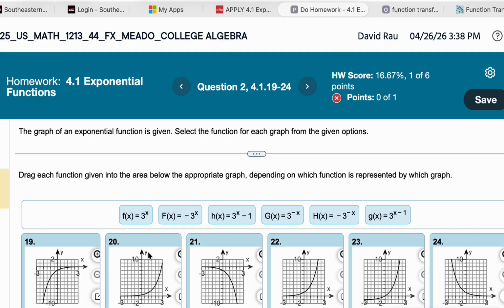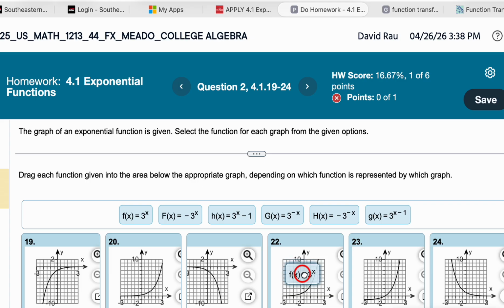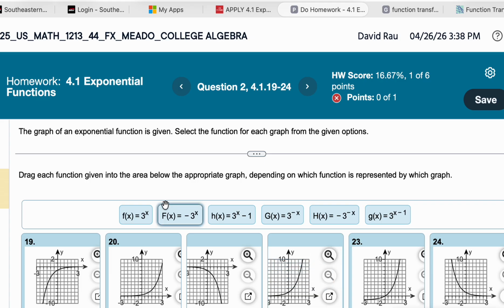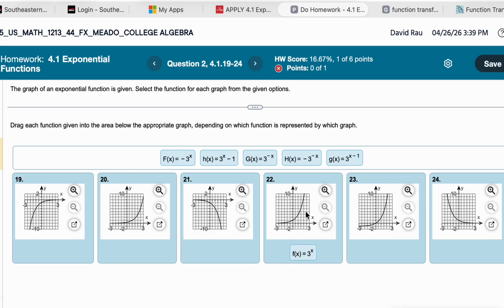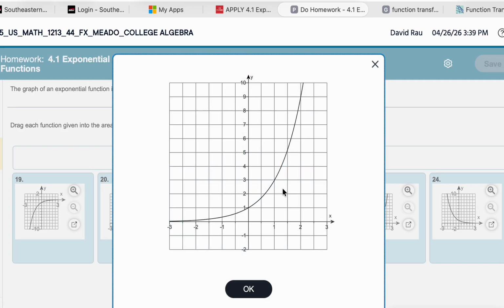So first, which one looks like the basic 3 to the x graph? Now, a basic exponential, so this first one, should end by going up and to the right, and I should definitely have the point 0, 1. And I think the only one that has that is right here at 22. And let me see if it's going to let me hover. Give me a second. Sorry about that. I had to shuffle my windows, but I think now I can grab this and put it there. So great. I have my 3 to the x. Also, I can zoom in on it, and I can see there's my 0, 1.